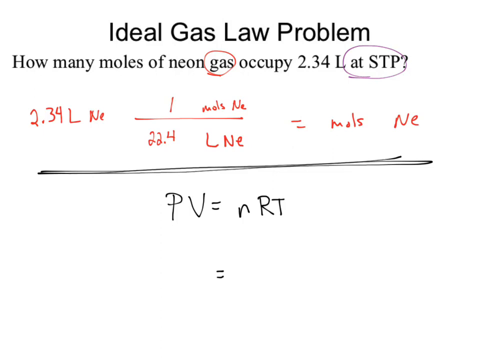Moles. What is my symbol for moles? N, in PV equals nRT. So then I would say n equals PV over RT. Okay, what was I given?